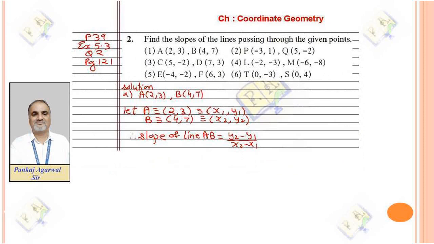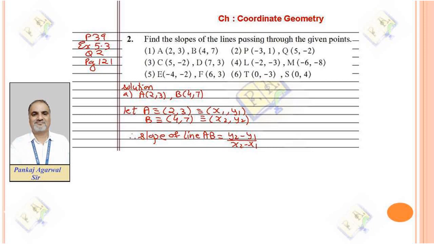P39. Find the slope of the line passing through the given points. There are 6 questions in this. Let's begin with the first one. A coordinate 2 comma 3, we'll call it x1 comma y1, and B coordinate 4 comma 7, we'll call it x2 comma y2.